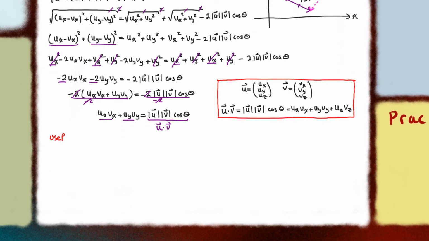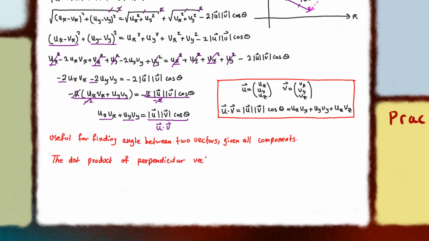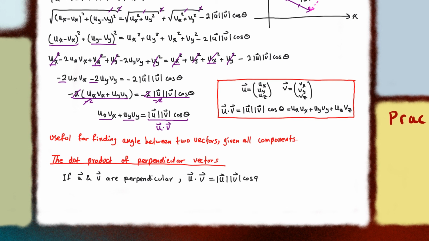When vectors are given in their component forms, dot products are extremely useful because they can be used to find the angle between the two vectors, and we'll show you that using an example a little bit later. Now, if two vectors are perpendicular to each other, it means the angle between them is 90 degrees. Since the dot product of two vectors is equal to the magnitude of one multiplied by the magnitude of the other multiplied by cosine of 90, and since cosine of 90 always equals 0, that means the dot product of two vectors that are perpendicular also always equals 0.